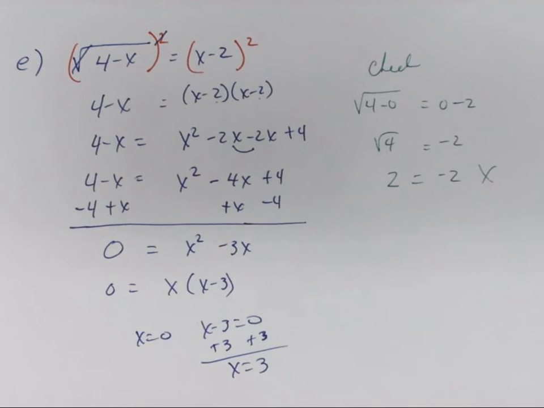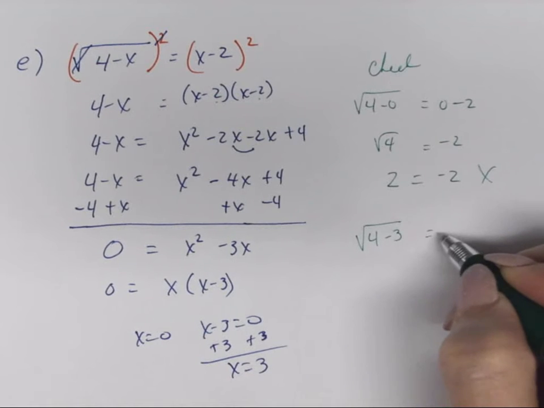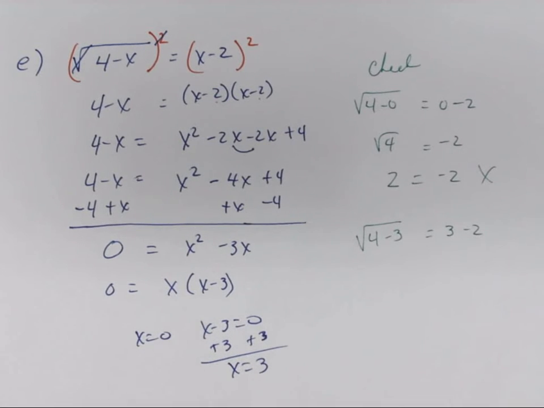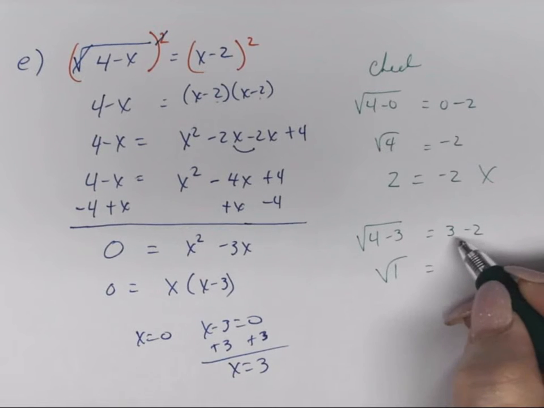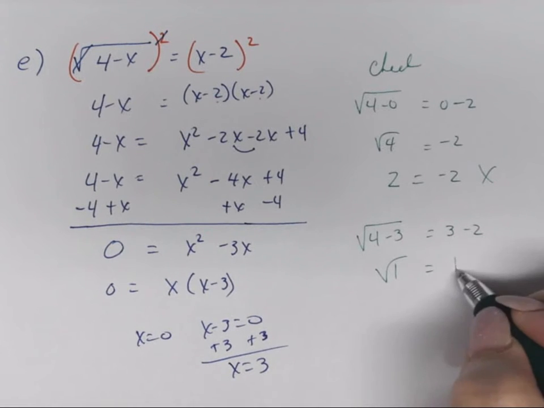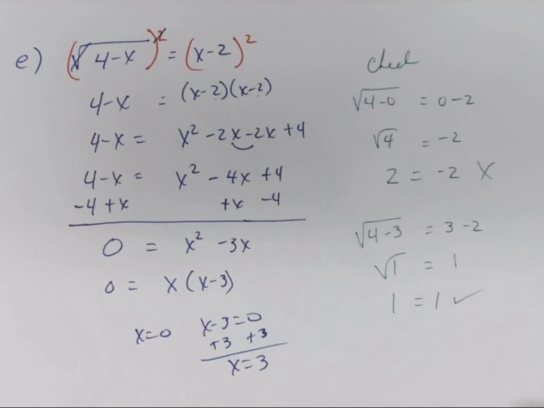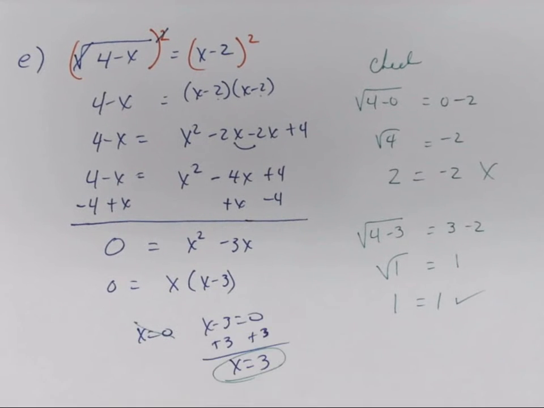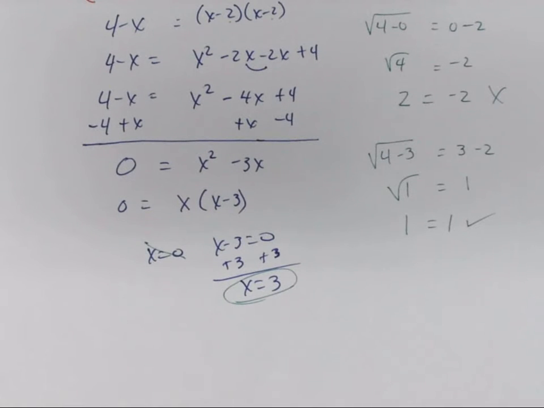All right, let's check our 3. Square root of 4 minus 3 equal to 3 minus 2. Well, 4 minus 3 is 1, square root of 1. 3 minus 2 is 1. Well, square root of 1 is 1. 1 equals 1, so this one works. So this one is a good solution, and this one is not. All right, let's go look at our next problem.